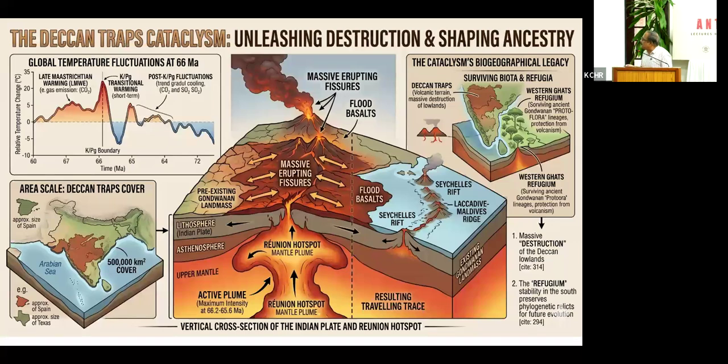This process created the Deccan Trap, which is an area almost the size of Spain, around 500,000 square kilometers of lava flow, covering the entire Maharashtra, Madhya Pradesh area, and the peninsula, some part up to almost Mysore. Very near to the Mysore area, the lava flow happened, and everything got destroyed. Only a small part in the peninsular tip survived.